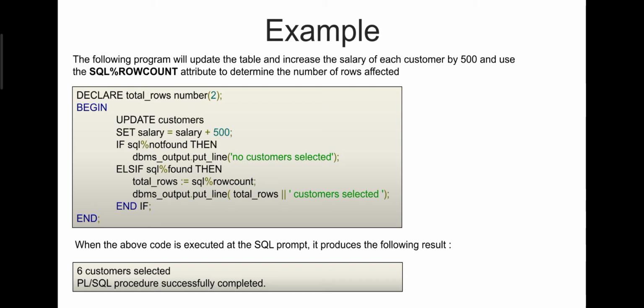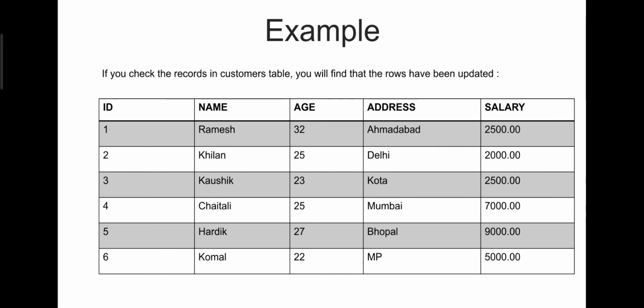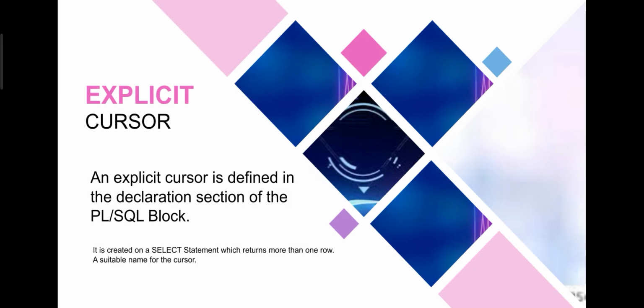Then, in the IF condition, if SQL%NOTFOUND, that is, if none of the rows are affected, then the output statement will be 'No customer selected'. Else the output would be 'customer selected' plus the number of rows, as we have mentioned total_rows equals SQL%ROWCOUNT. So it will show how many rows are affected. Here, it shows 6 customers selected, that is, 6 customers are affected. Now this is the updated customers table.